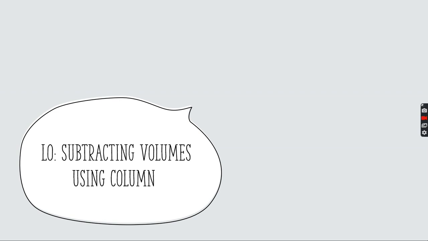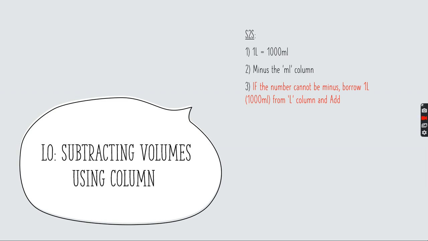So let's recap our LO for today as we are subtracting volumes using columns, and our S2S step 1 would be 1 liter is 1000 milliliters. Step 2, minus the ml column, the milliliters column. Step 3, if the number cannot be minus, we have to borrow 1 liter, which is 1000 milliliters, from the L column, and we're going to add 1000 milliliters to the milliliters column. In step 4, we have to minus 1 liter from the L column because we borrow 1 liter. And then the last step is we minus as usual.